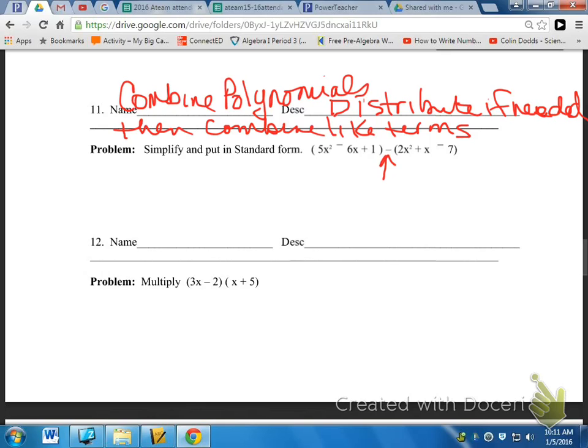You're going to write the first one as is, 5x squared minus 6x plus 1. And then you're going to distribute a negative 1 through the second polynomial, which in essence just changes every sign. So minus 2x squared minus x plus 7.